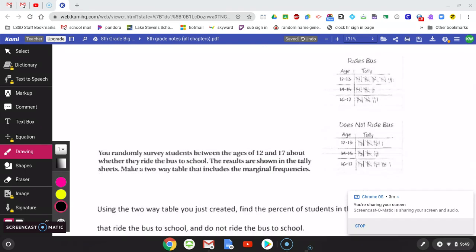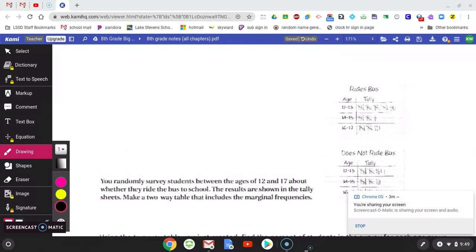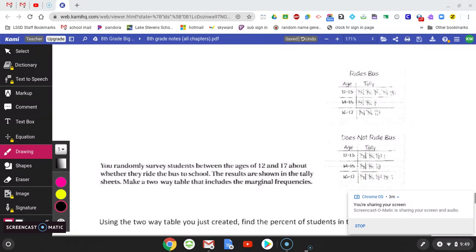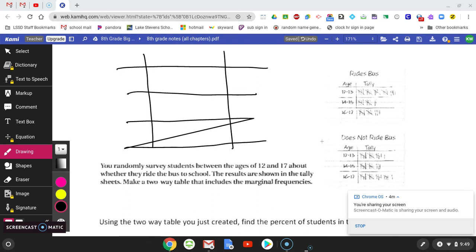Okay, so the next one, it says you randomly survey students between the ages of 12 and 17 about whether they ride the bus to school or not. The results are shown in the tally sheet. So we're going to make a two-way table that includes the marginal frequency. That means we do want to have our totals included with it as well. So let's make our table.